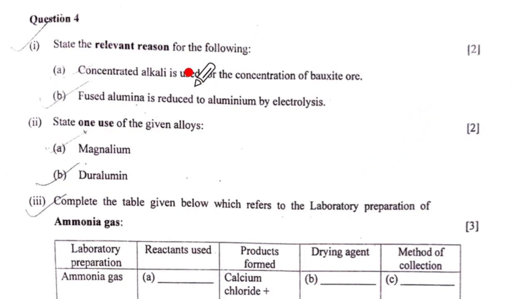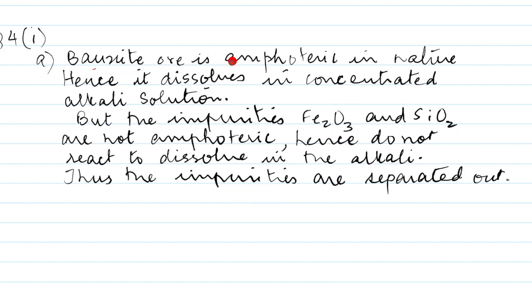Give a relevant reason for the following: concentrated alkali is used in the concentration of bauxite. And the second one is fused alumina is reduced to aluminium by electrolysis. So let us see how we write them. Okay, so our A answer, we write bauxite ore is amphoteric in nature and therefore it dissolves in concentrated alkali solution. But the impurities Fe2O3 and SiO2, they are not amphoteric, so they do not dissolve in the alkali and therefore they can be separated out, and that's how we can concentrate the ore.